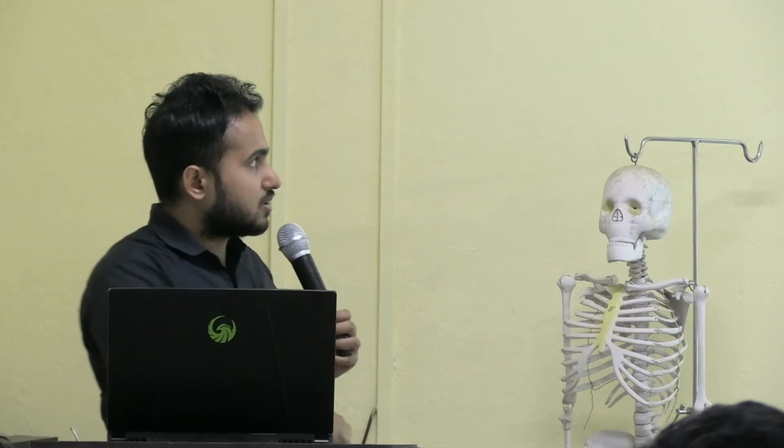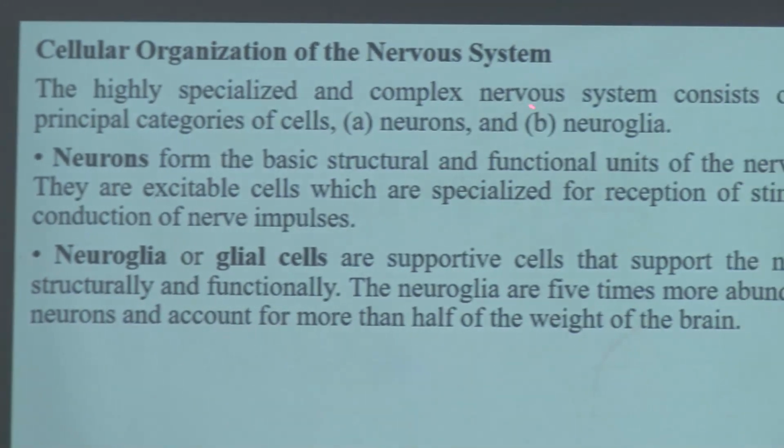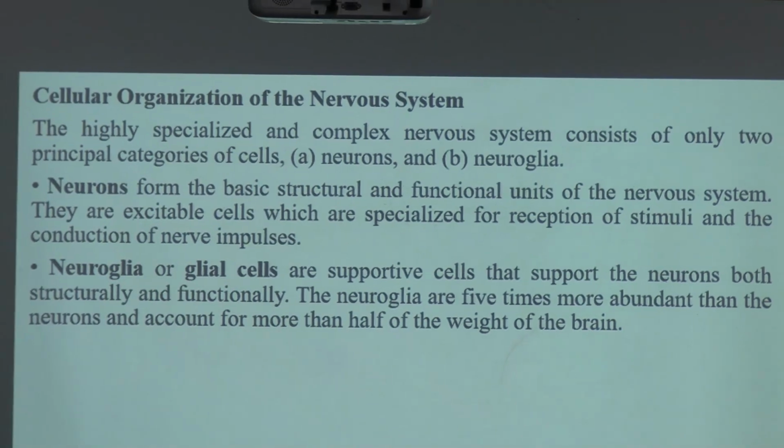Now, in the nervous tissue, what I have said, how many types of cells are there? Two types of cells are there: neurons and neuroglial cells. Okay. So first we will see about the neurons. If you see the cellular organization of the nervous system, the highly complex nervous system consists of only two types of cells, that is neurons and neuroglia.